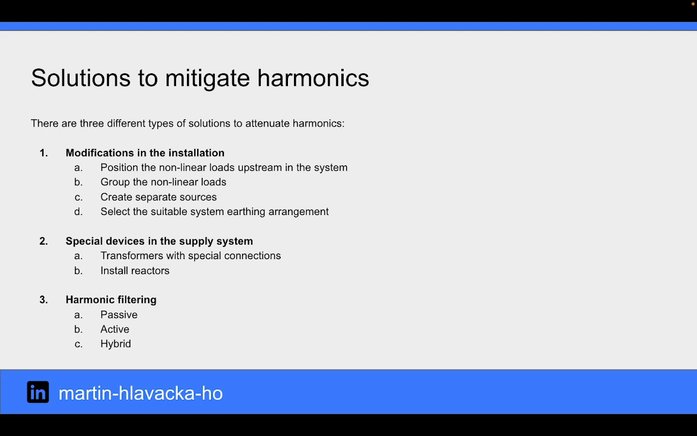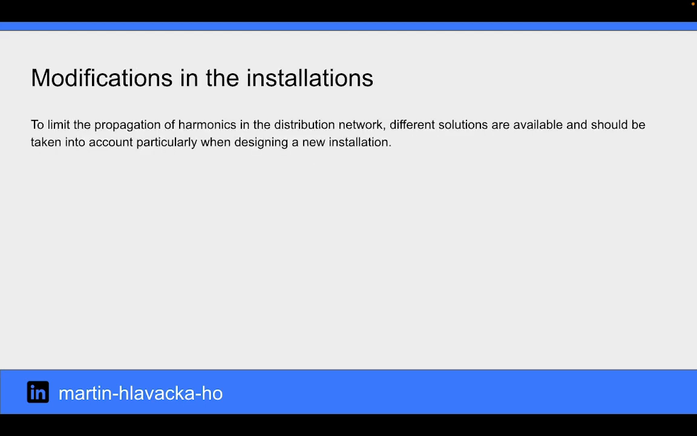There are three different types of solutions to attenuate harmonics. The first solution is modifications to the installation. The second solution is to implement special devices in the supply system. And the third is harmonic filtering. To limit the propagation of harmonics in the distribution network, different solutions must be taken into account, especially when designing a new installation.